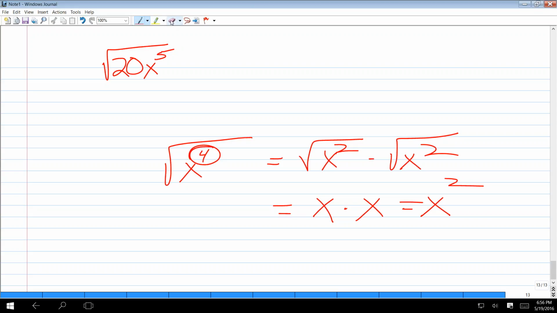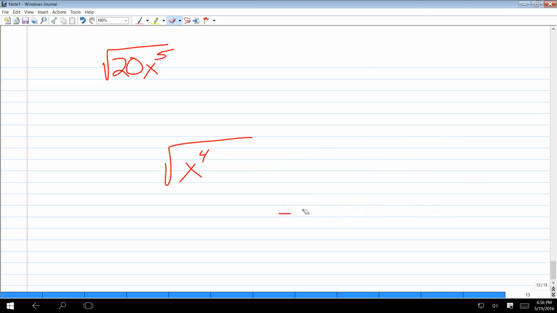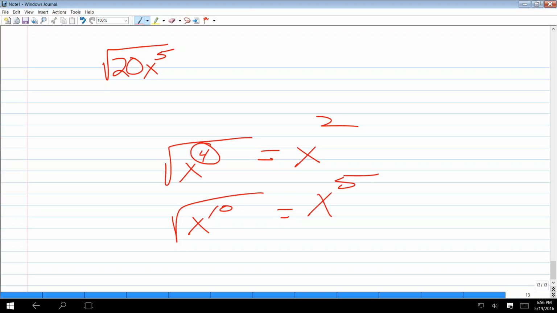In other words, anytime I have an even exponent, I'm losing the radical sign. X to the fourth is x squared. What's the square root of x to the 10th? X to the fifth. Yeah, those are easy as long as that exponent is even.